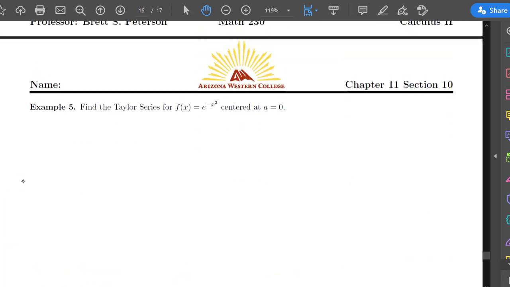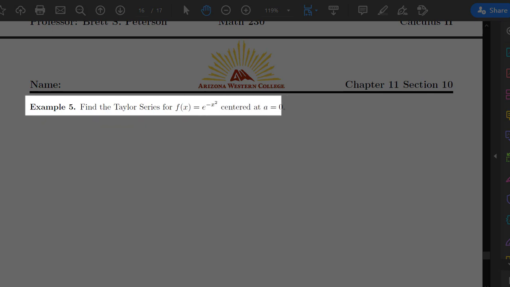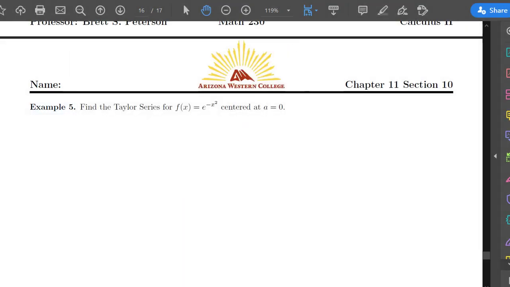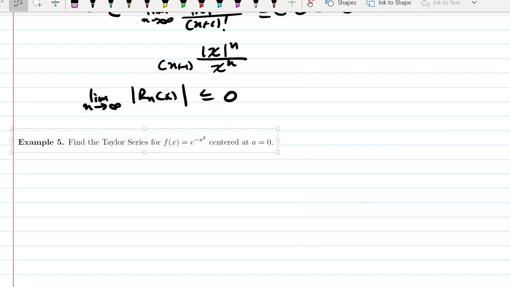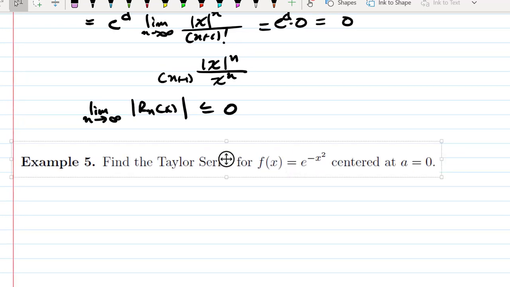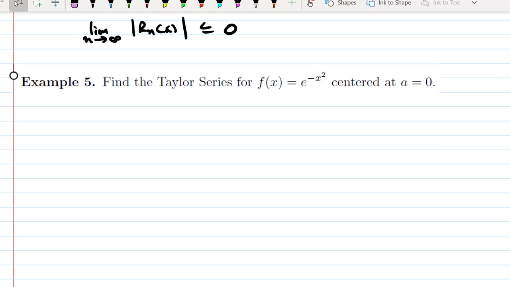So example 5, find the Taylor series for f of x equals e to the negative x squared centered at a equals 0. So, as we learned about with power series in 11.9, we do not have to build all of these series from scratch. In fact, we already know now that we have a Taylor series for e to the x. In fact, we know that the Taylor series for e to the x is the sum as n goes from 0 to infinity of x to the n all over n factorial.